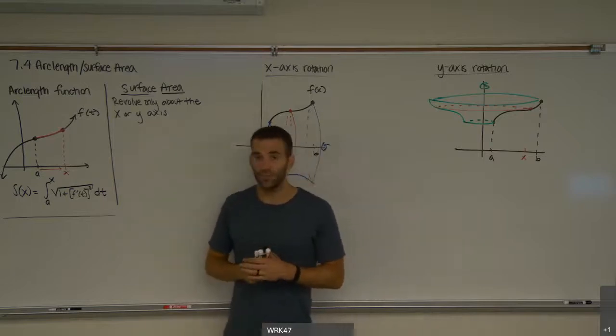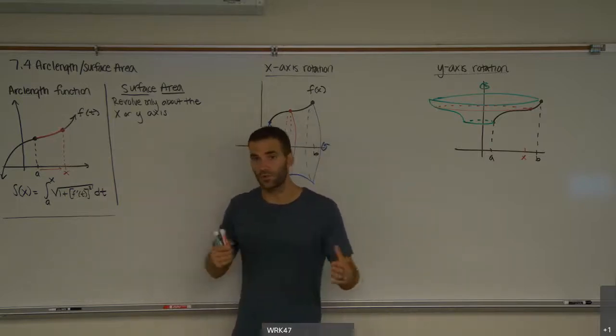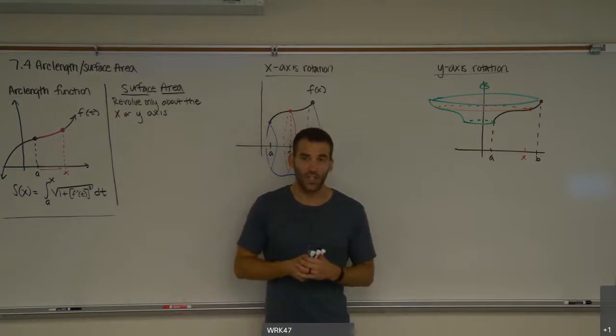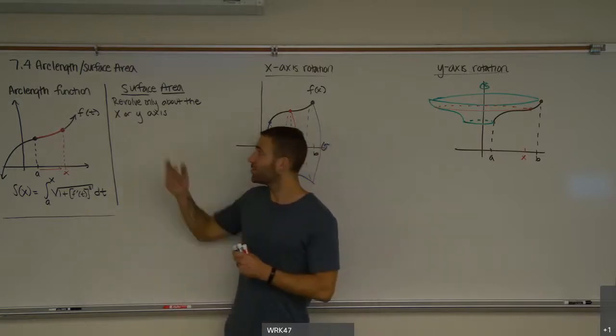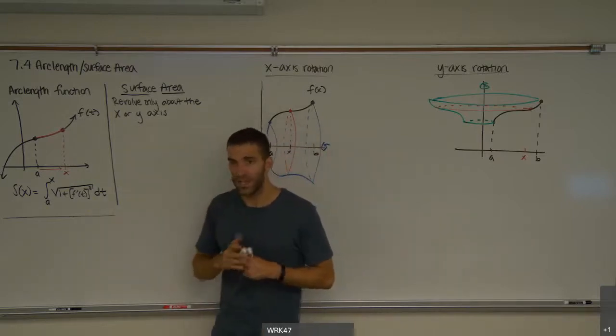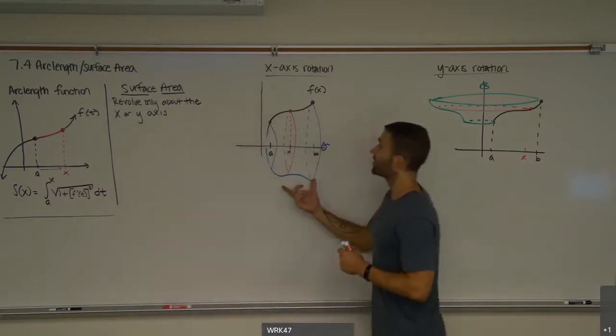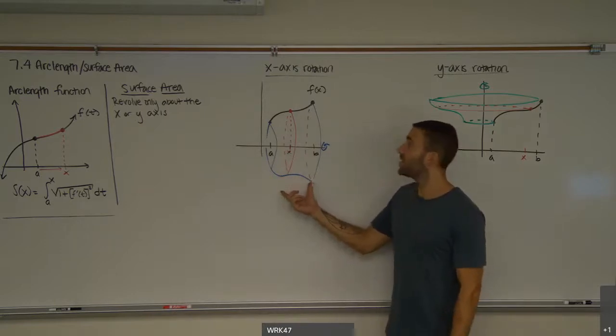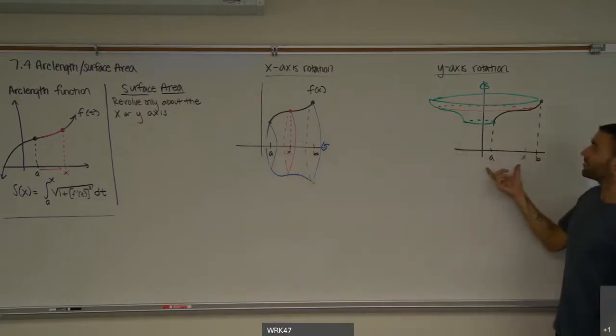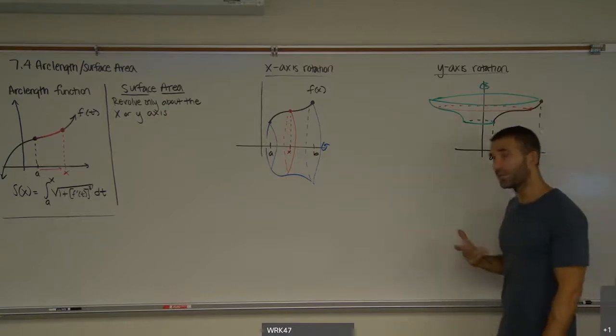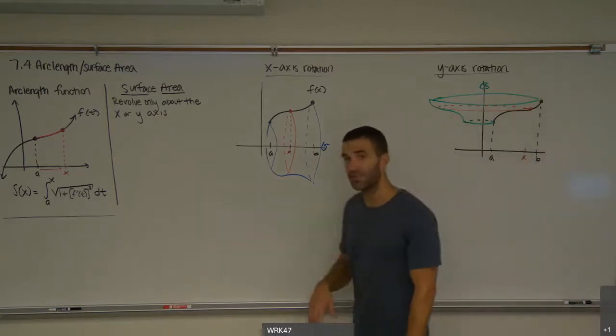Remember when we did volume, we could revolve around any horizontal or vertical line we wanted. But in this discussion, we're only going to look at two situations: taking an arc and revolving it around the x-axis, generating maybe a shape that looks something like this, or revolving it about the y-axis, generating a shape like this. And we're going to get a formula and a way to calculate these surface areas.